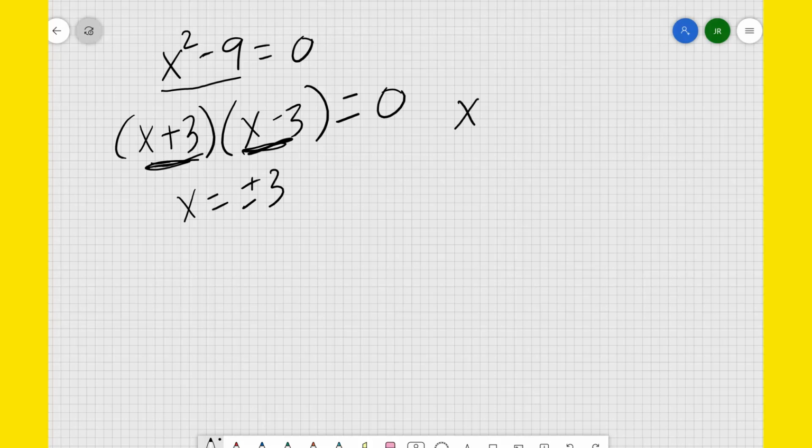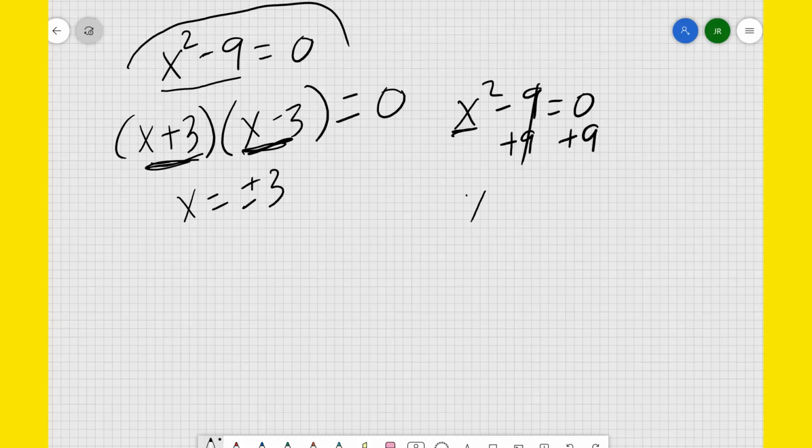But there's another way to solve it that we need to learn, because not all of these kinds of expressions are factorable that way. But we'll go ahead and learn how to do this one with the square root method. All you do is get x by itself, doing algebra that you already know how to do. So we've got to get rid of this minus 9 first. To get rid of that minus 9, we do the opposite, which means I'm going to add 9 to both sides, and that cancels that out. So now I've got x squared equals 9.